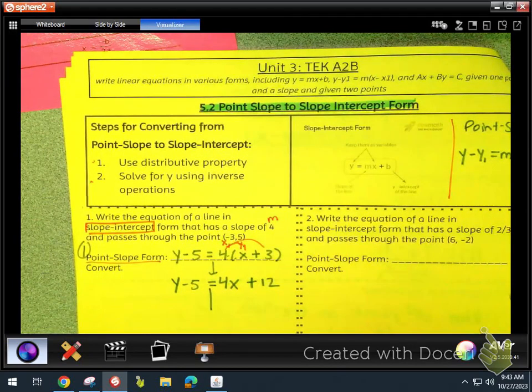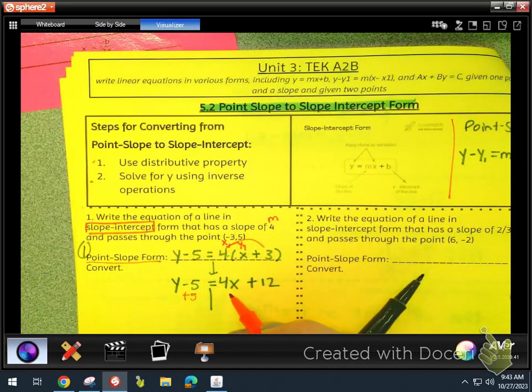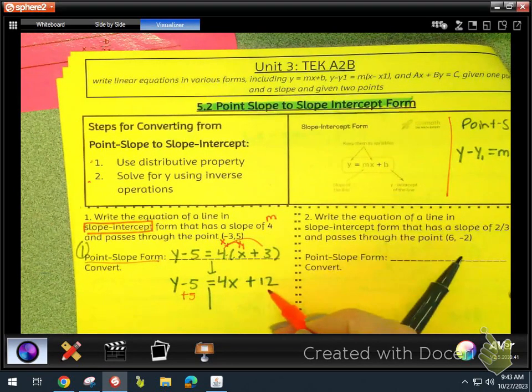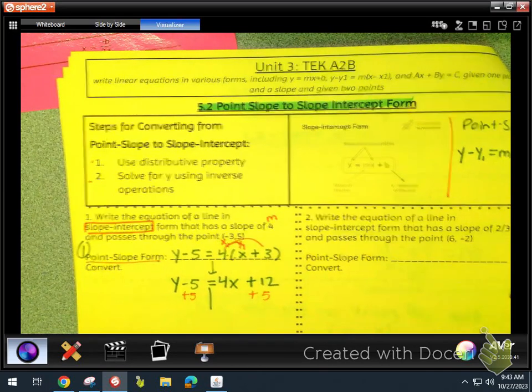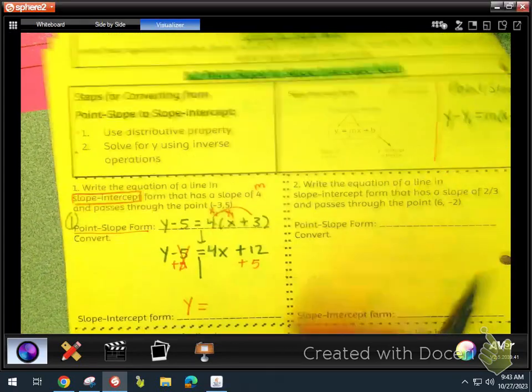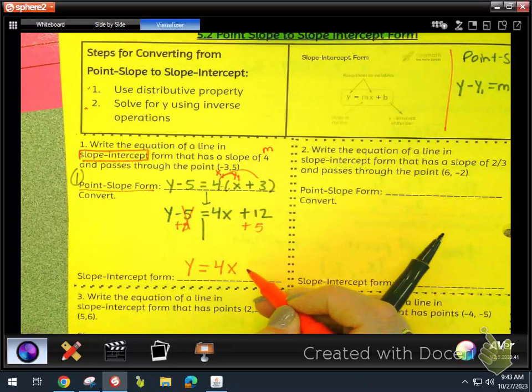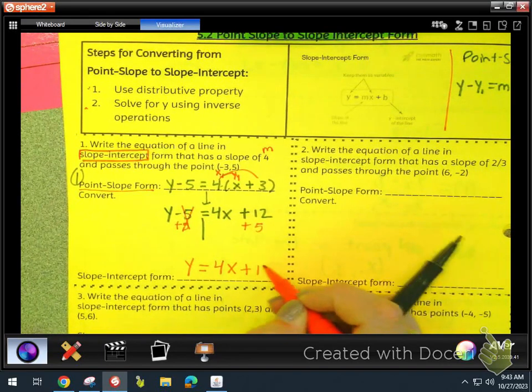Solve for y. How do you solve for y when it's y minus 5? You add 5. Can you add 5 to a 4x? Can you add 5 to a 12? Yes. So y equals 4x plus 17.